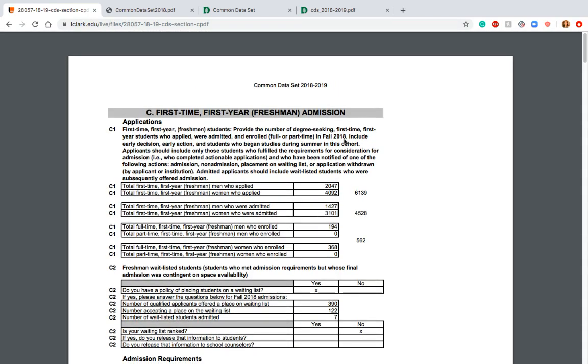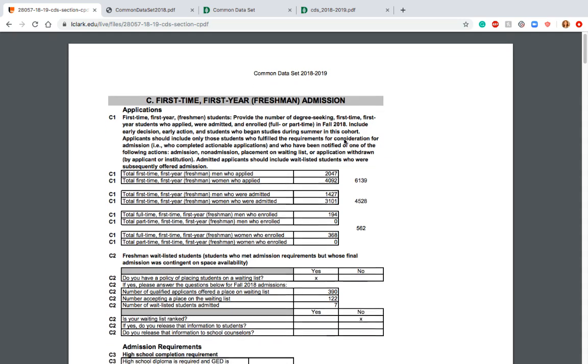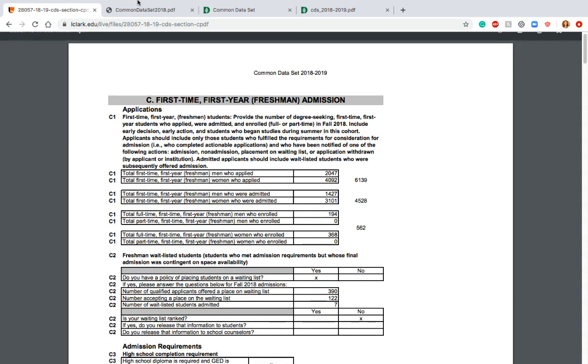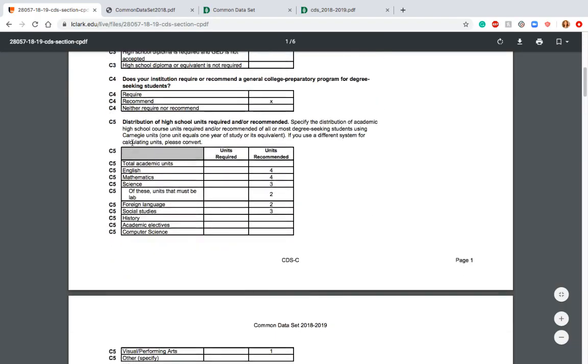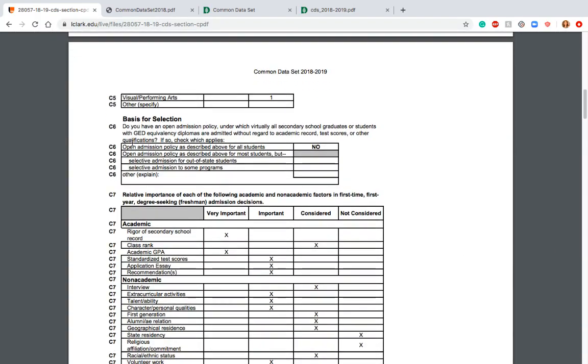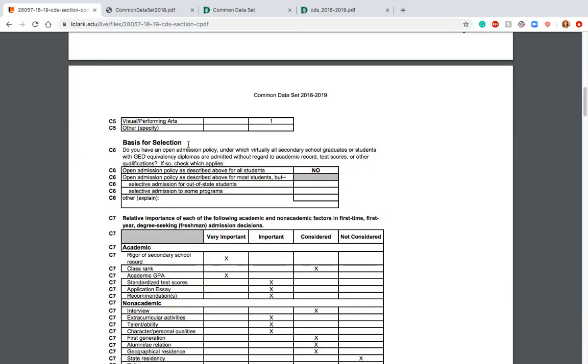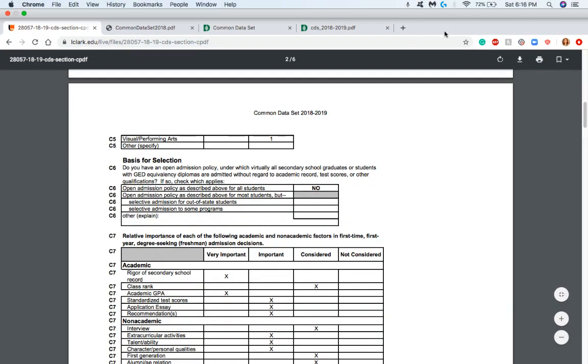So this is the first part of the common data set. Good information here. And now we're going to go on to our next video. In the next video, we are going to talk about really interesting information, which is the basis for selection. What are they basing your decision on? Stay tuned.